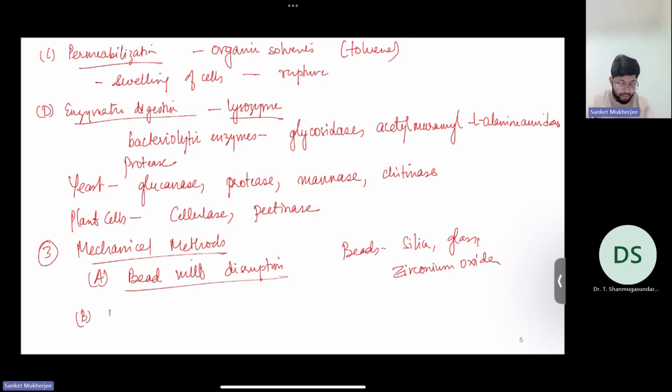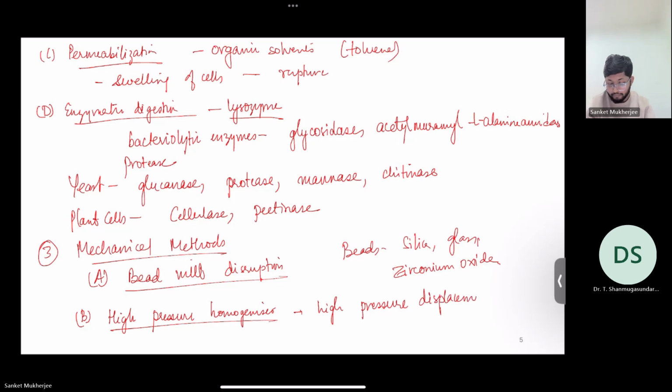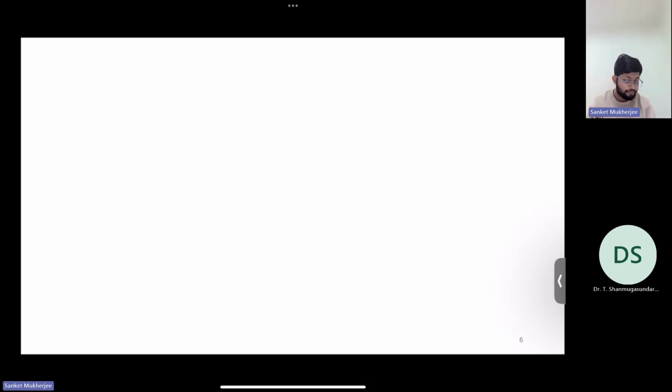Then there is high pressure homogenizer. High pressure homogenizer uses a high pressure displacement pump. And there's a small cavity from where your cells go out and they get lysed. So this is the principle of an instrument called French press for cell lysis again. Then after this, we go for chromatography.